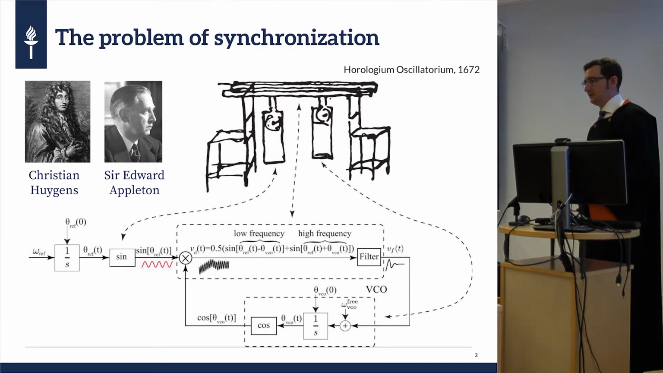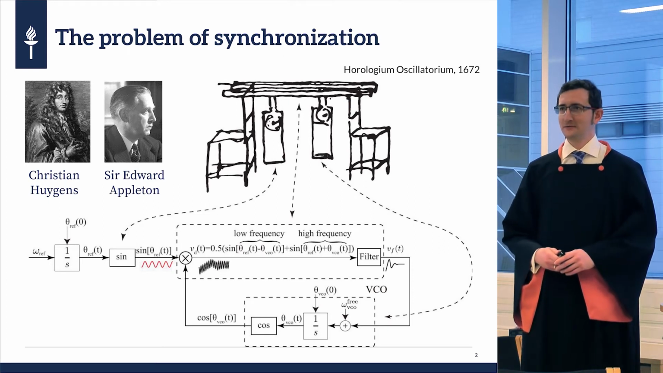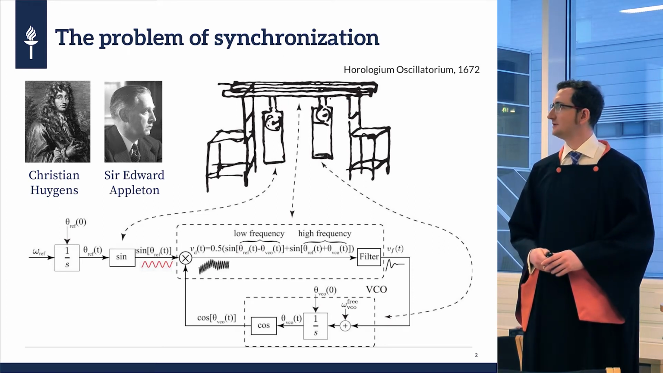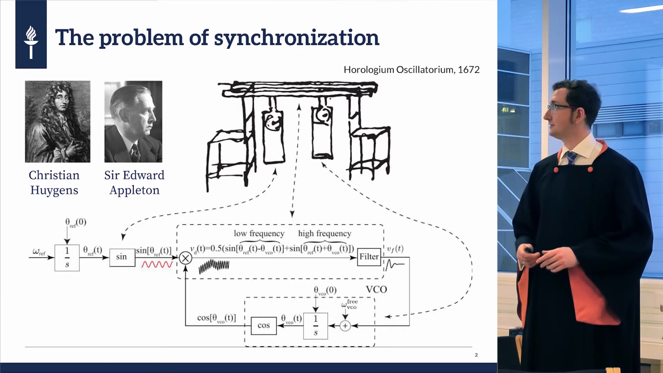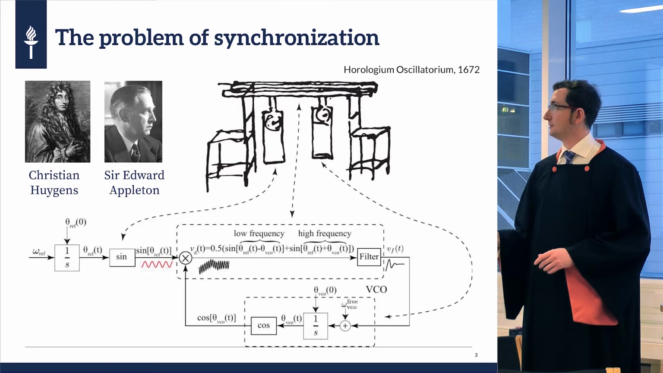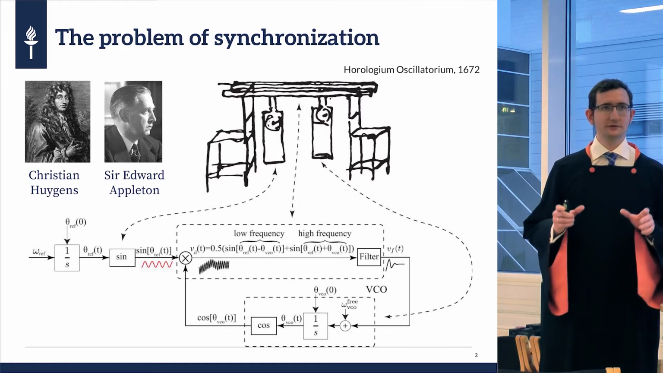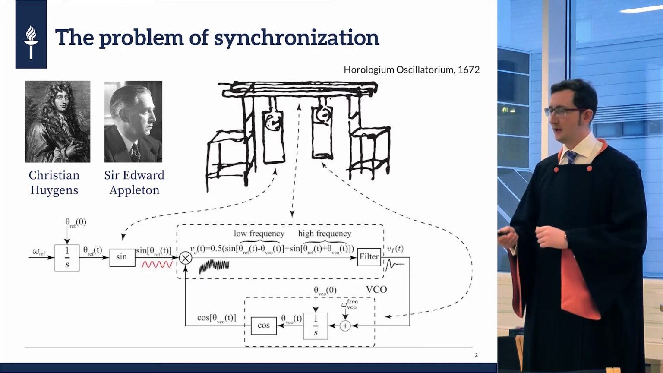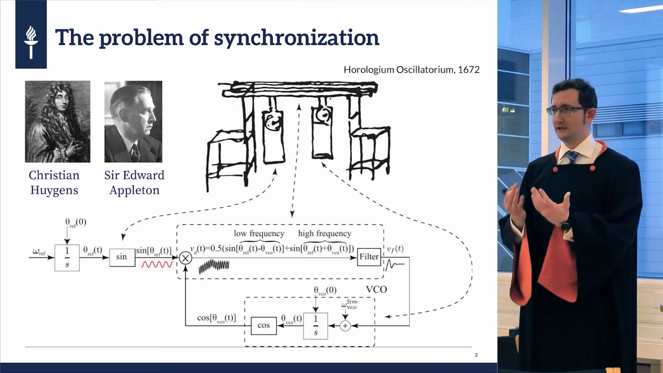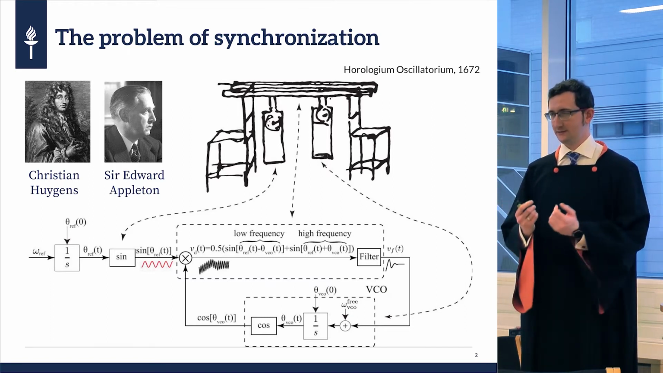So synchronization as a phenomenon was first noticed a pretty long time ago. The first mention of it is in Horologium Oscillatorium, 1674, by Christian Huygens, where he put two clocks on the same beam in a ship. And he noticed that after some time, these clocks get into a synchronized state.